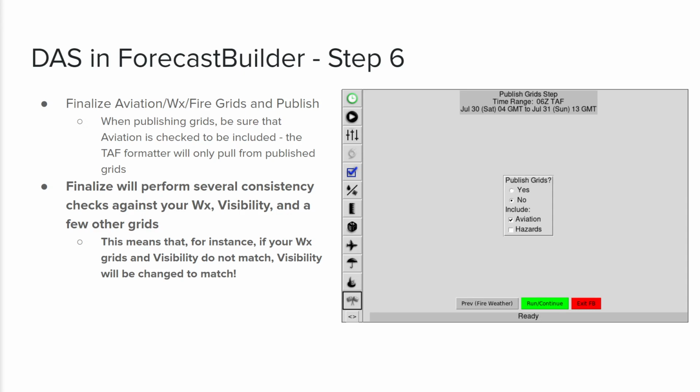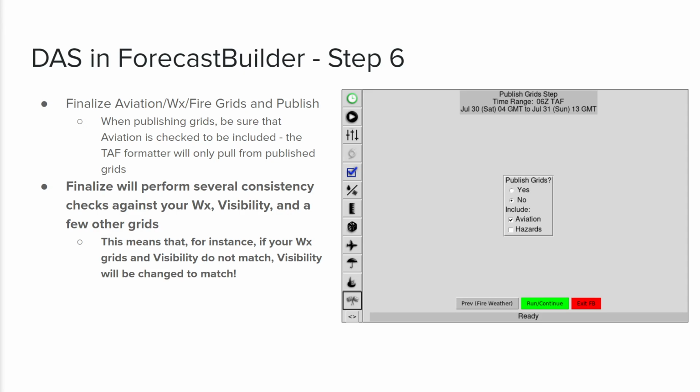Once finalized, you will come to the publish step. As you are creating a TAF, ensure that the aviation button is checked so that these grids will also be published during the publish step. It should be pre-checked because aviation foundation grids were modified, but it's always best to double check that it has been. The TAF formatter will only use the latest published grids for TAF creation, so remember that just saving them is not enough. They must be published.